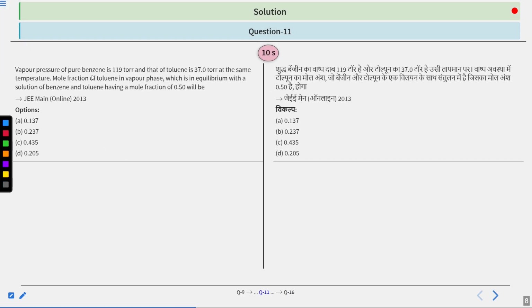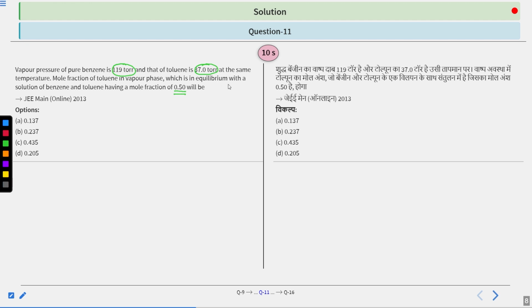Question number 11. The vapor pressure of pure benzene is 119 torr, and that of toluene is 37.0 torr at the same temperature. What is the mole fraction of toluene in the vapor phase, which is in equilibrium with a solution of benzene and toluene having a mole fraction of 0.50? So you have to calculate the mole fraction of toluene in the vapor phase, not in the solution, right? You will use the formula P1 equals Y1 P total. Second hint is that you can calculate P1 using Raoult's law, P1 equals P naught 1 times chi1, right?